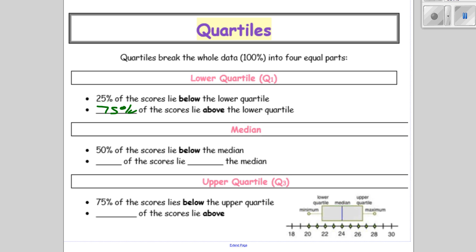So, how many? 50% of the scores lie above the median. Certainly upper quartile. Here's the upper quartile. 75% of the scores lie below the upper quartile.